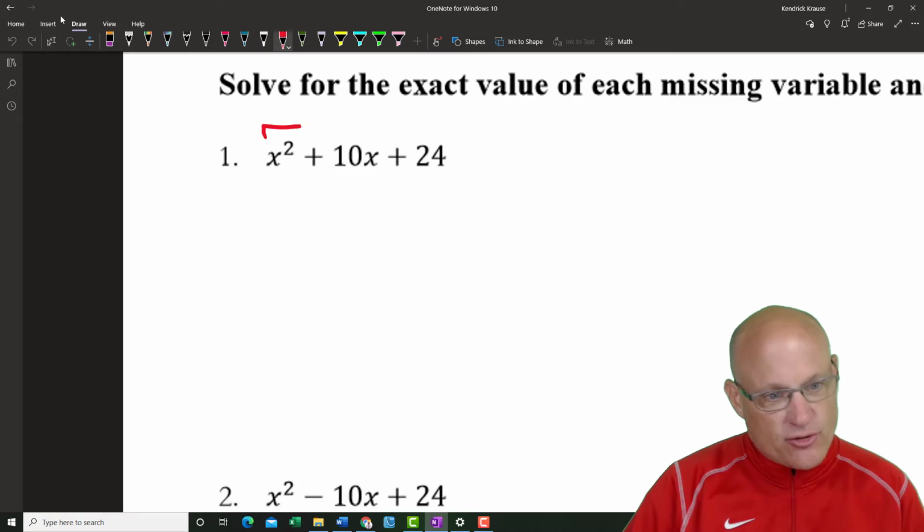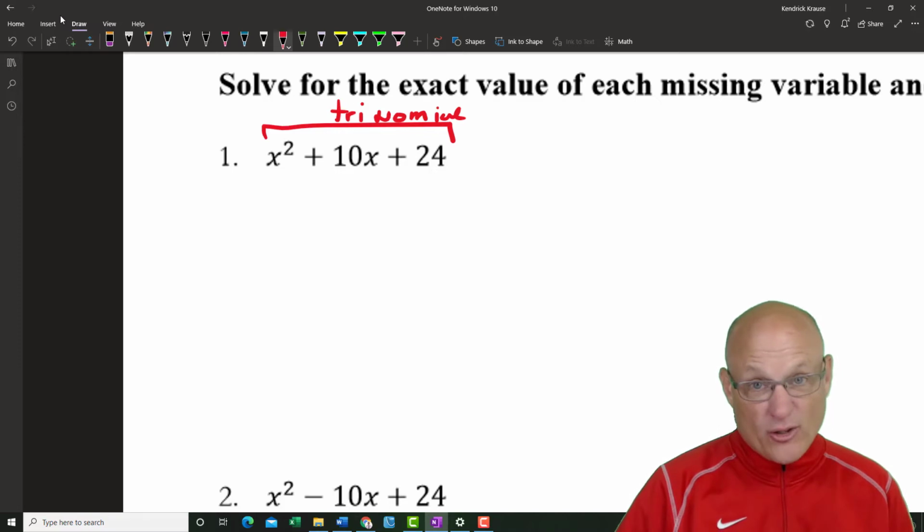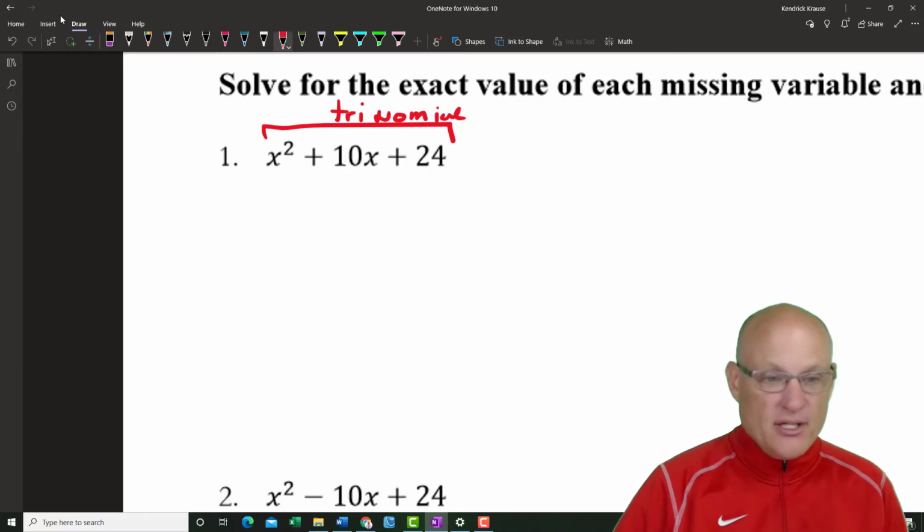All right, here we go, kids. Factoring. This is called a trinomial. Tri means three, and then nomial means terms. Monomial is one term, so trinomial is three terms. We want to convert that to the product, meaning multiplication, of two binomials.